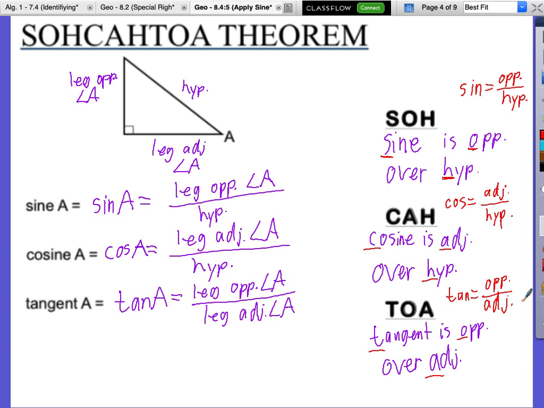Just remember, when you get to a test, you need to remember these. You can write this down at the top of your paper, and that can help you. Say: sine, opposite over hypotenuse; cosine, adjacent over hypotenuse; tangent, opposite over adjacent. Remember it.